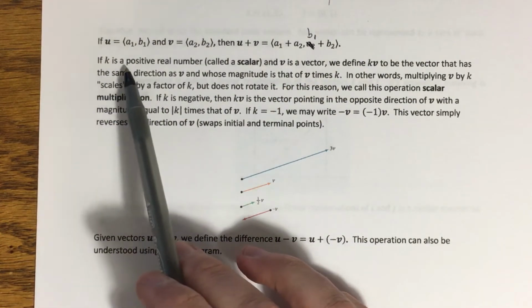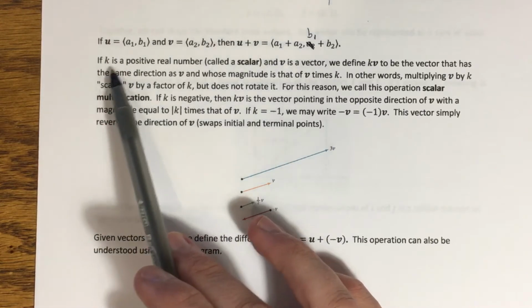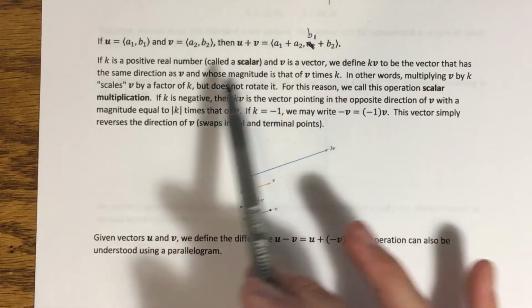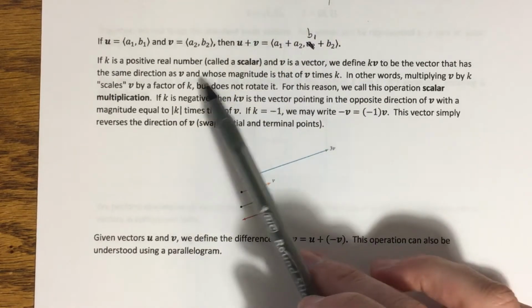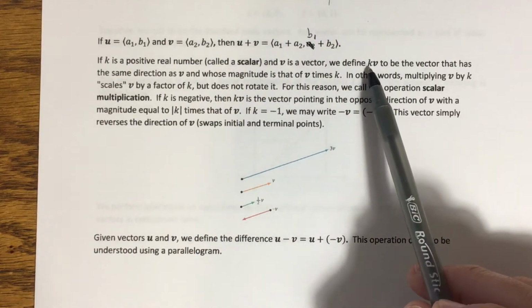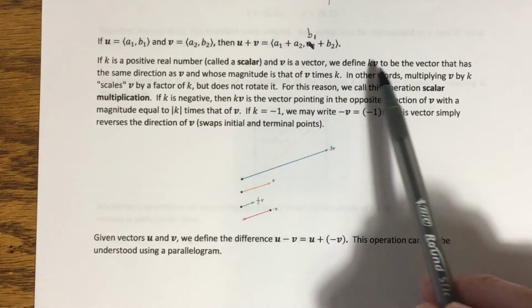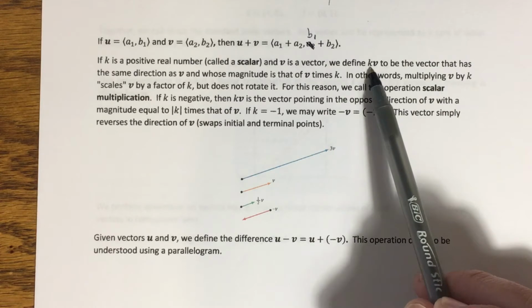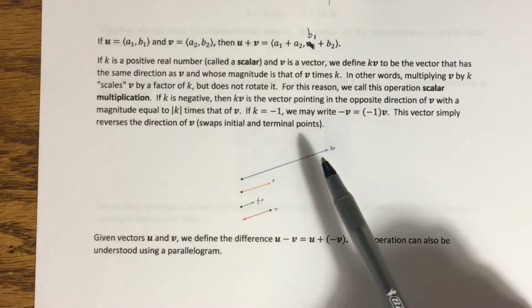That number is going, in this case, we're going to start by thinking of it as a positive real number, but we'll talk about non-positive numbers as well. And we call this real number a scalar. I'll make sense of that terminology in a second. So if v is a vector and k is a scalar, then we can multiply v by k to create a new vector. And this vector is going to have the same direction as v, but its length or magnitude will be k times the magnitude that v was originally.